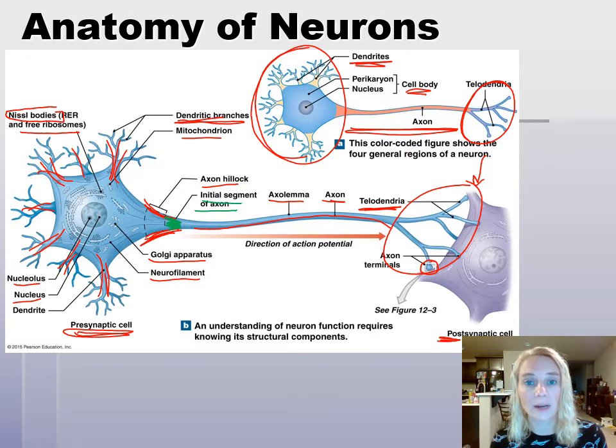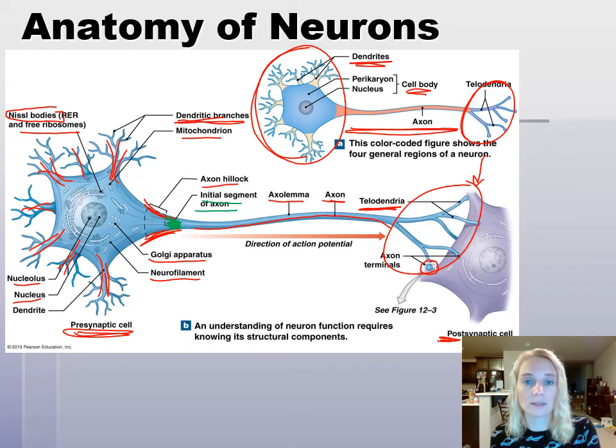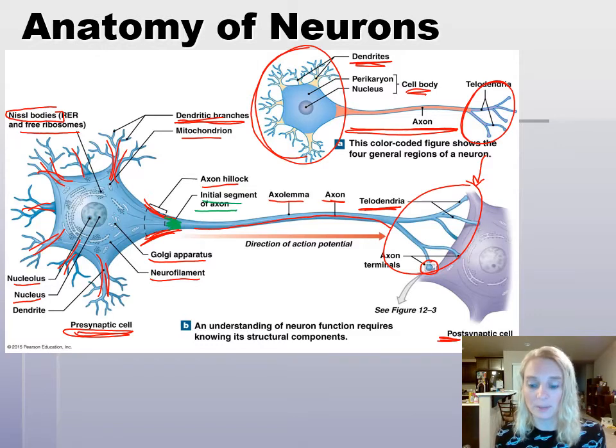Skeletal muscle in the somatic nervous system, smooth muscle, cardiac muscle, and glands in the autonomic nervous system. So those are the effectors, which also serve as the postsynaptic cell. Keep that in mind as we progress through. Presynaptic is the cell that's communicating at the synapse. The postsynaptic cell is going to be receiving the signal of what's being released at the synapse.